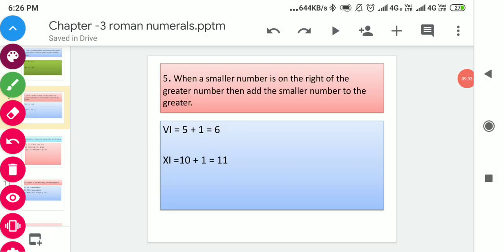Rule number 5. When a smaller number is on the right of the greater number, then add the smaller number to the greater. Let us take some examples. VI. I is the smaller number to the greater number V. I is kept on the right side of the greater number V. So according to this rule, we will add this smaller number to the greater. It means we will add 1 to the greater number 5. We will get the answer 6.